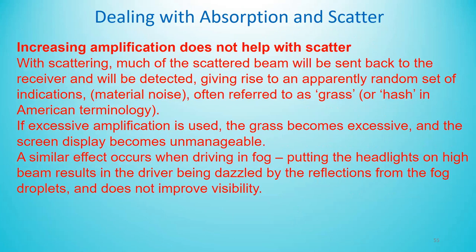With scattering, much of the scattered beam will be sent back to the receiver and will be detected, giving rise to an apparently random set of indications, often referred to as grass. If excessive amplification is used, the grass becomes excessive and the screen display becomes unmanageable. A similar effect occurs when driving in fog. Putting headlights on high beam results in the driver being dazzled by the reflection from the fog droplets and doesn't improve visibility.